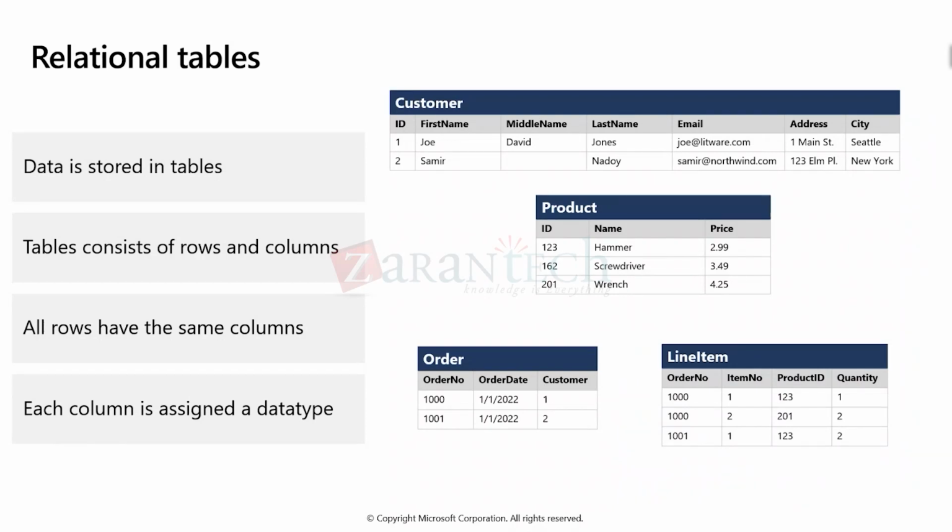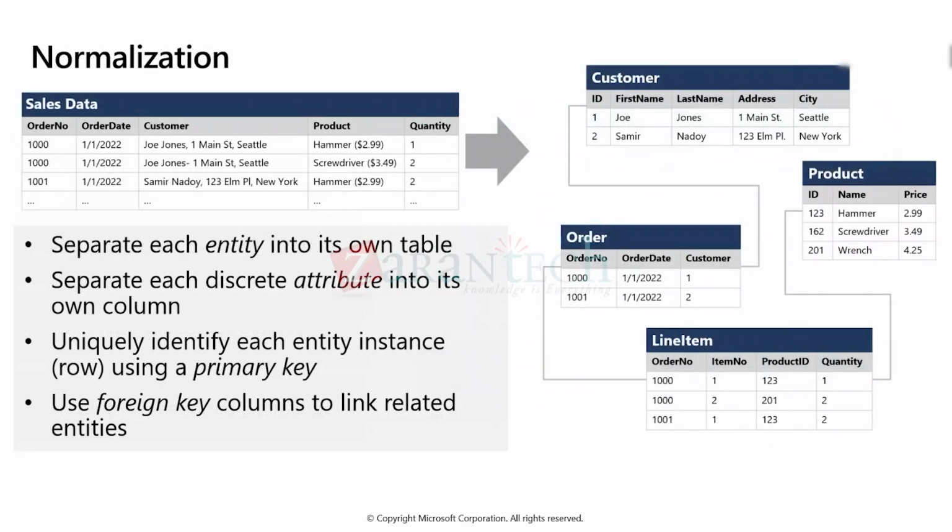Correct. So every table consists of rows and columns, and all rows have the same columns. Each column is assigned a particular data type as well. All right. Now, this term called normalization.